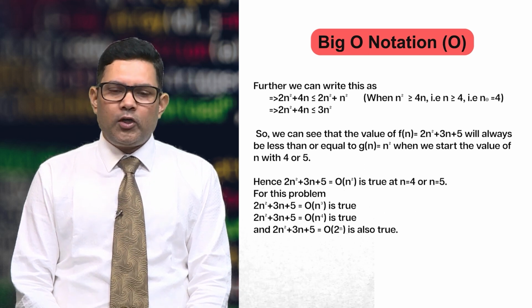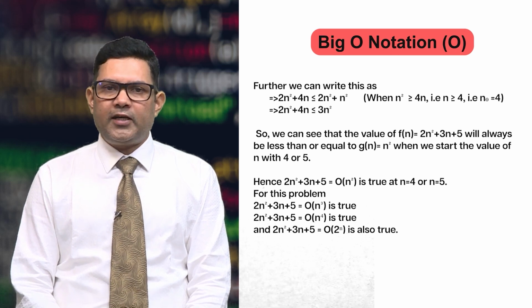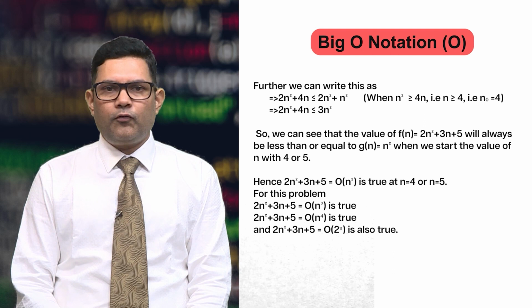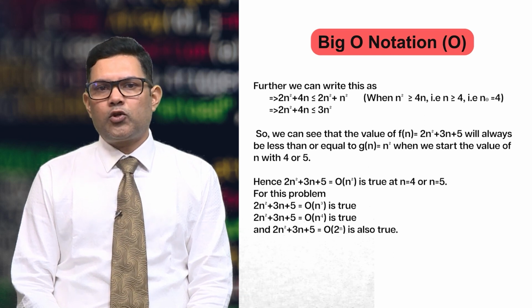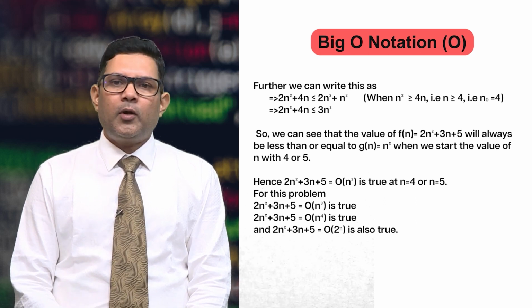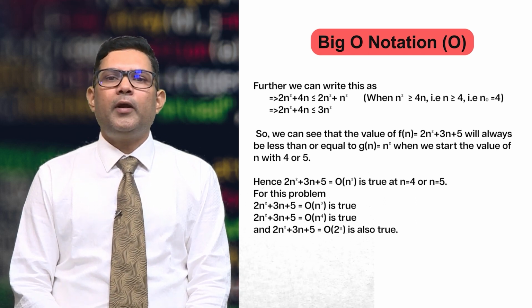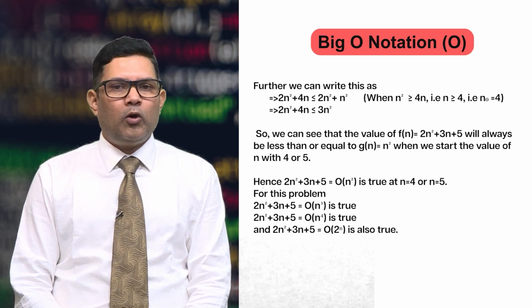So here we don't know the exact upper limit of this given function, because it is true for n square, it is true for n cube, it is true for n to the power 4, and also it is true for 2 to the power n. So big O notation is used whenever we don't know the exact upper limit of that particular function. In that case, we can use big O notation.